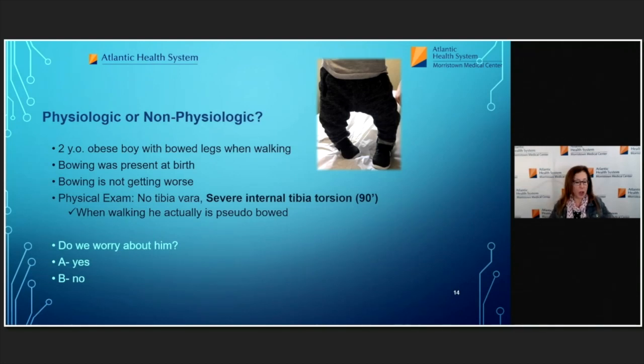And the answer is no, we don't worry about him. This is a patient with internal tibial torsion. He's 2 years old. He could be 90 degrees internally twisted as specified here, and we would expect resolution of this by the time he's 8.